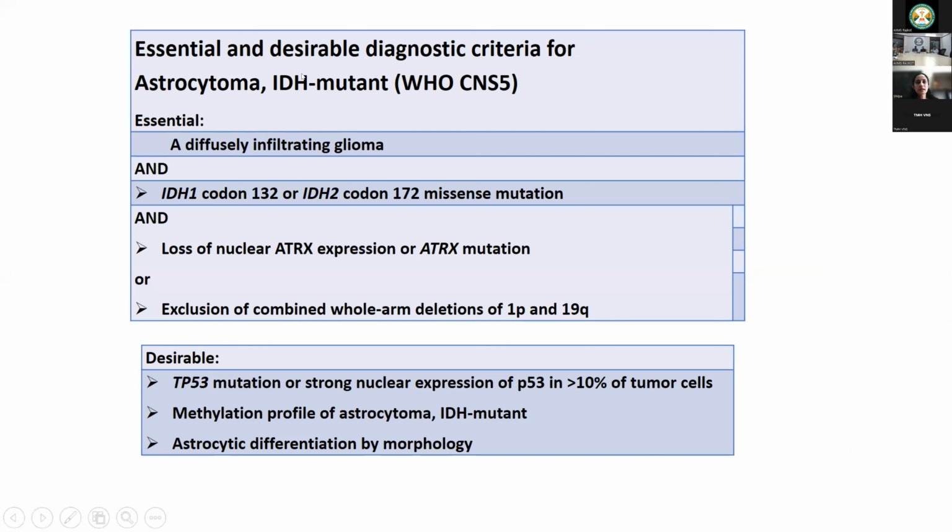So based on this, the WHO CNS 5 has laid down essential and desirable diagnostic criteria. Let's first look at astrocytoma IDH mutant. To call any tumor astrocytoma IDH mutant, you should be able to demonstrate a diffusely infiltrating glioma with IDH mutation and loss of ATRX expression. If you're not able to demonstrate loss of ATRX expression, you have to exclude 1p19q co-deletion. So these are essential criteria. P53 comes in the desirable criteria.